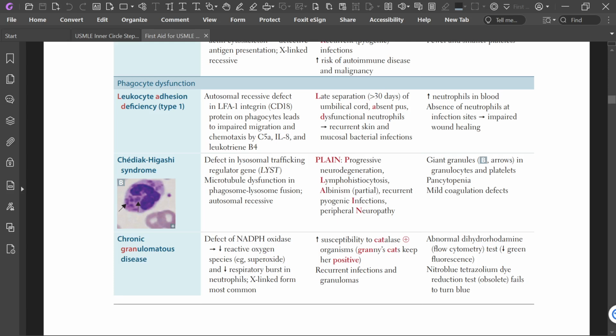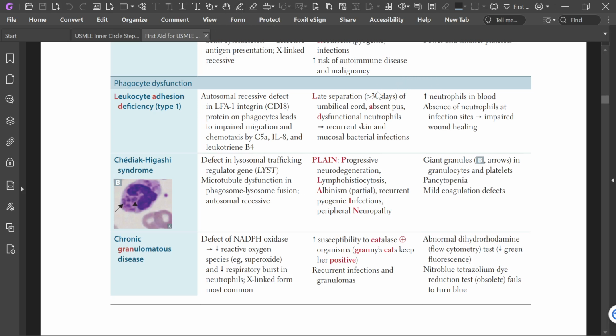In immunodeficiency disorders, there are phagocyte deficiency, B cell deficiency, T cell deficiency, and combined B and T cell deficiency. Start with phagocyte dysfunction. In phagocyte dysfunction, there are three disorders: leukocyte adhesion deficiency, LAD, Chediak-Higashi syndrome, and chronic granulomatous disease.